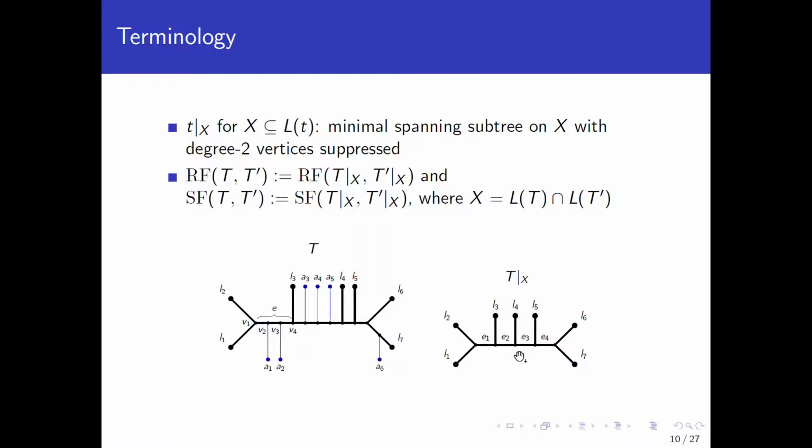turning each path into a single edge. With this definition, we can extend the Robinson-Foulds score definition of two trees to trees with not identical leaf sets. That is, for two trees T and T prime where they have a shared leaf set X, the Robinson-Foulds score of T and T prime is defined to be the Robinson-Foulds score of T restricted to X and T prime restricted to X.